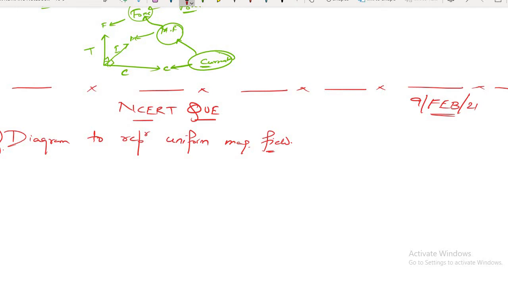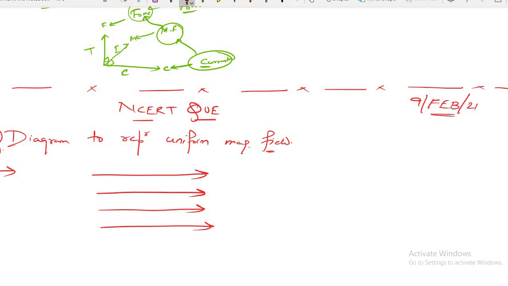Alright. Every time, inside a solenoid, there is no need of showing a solenoid. What we will do, we will draw parallel lines, like this. If one magnetic field line is parallel to another magnetic field line, that means the magnetic field is uniform. It may be inside a solenoid or inside any system. If the magnetic field lines are parallel to each other, it has a uniform magnetic field. Is that clear to you?